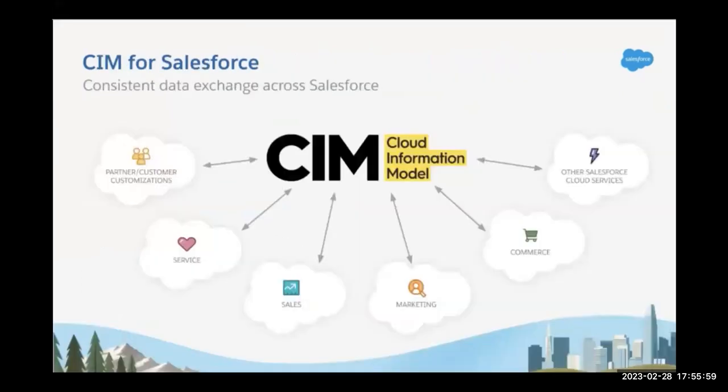So let's talk about what CIM is for Salesforce. What is CIM for Data Cloud? It's consistent exchange across Salesforce. What CIM does is connect with all the systems of record within Salesforce, and it connects with different other Salesforce cloud services, not only commerce, marketing, sales, and service. It connects with other clouds like Loyalty Cloud, Experience Cloud, and other services as well.